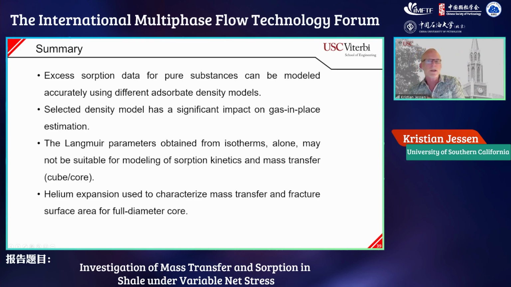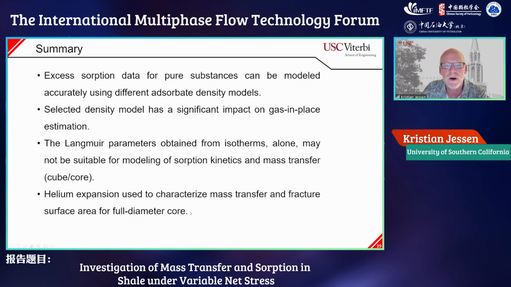Another thing we saw was that if we use Langmuir parameters that we obtain from isotherms, so the equilibrium constant and the maximum sorption capacity, and try to estimate kinetics, we may not be as well off as if we include isotherm parameters alongside the kinetic constants in that process. Because again, we are slaves to the density model that we choose, and our results will be strongly affected by that.